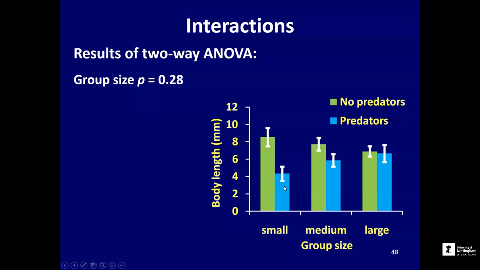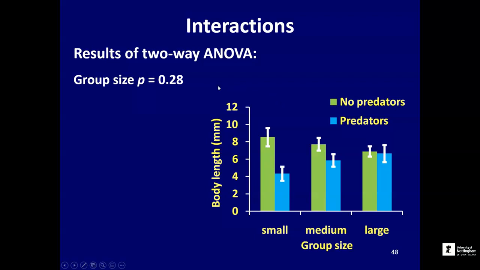So it looks like the effect of group size depends on whether there's a cage present, or put another way, the effect of the cage depends on what group size you're looking at. No effect of cage here in large groups, big effect of cage in small groups. That is a statistical interaction, and it's what we were looking for.